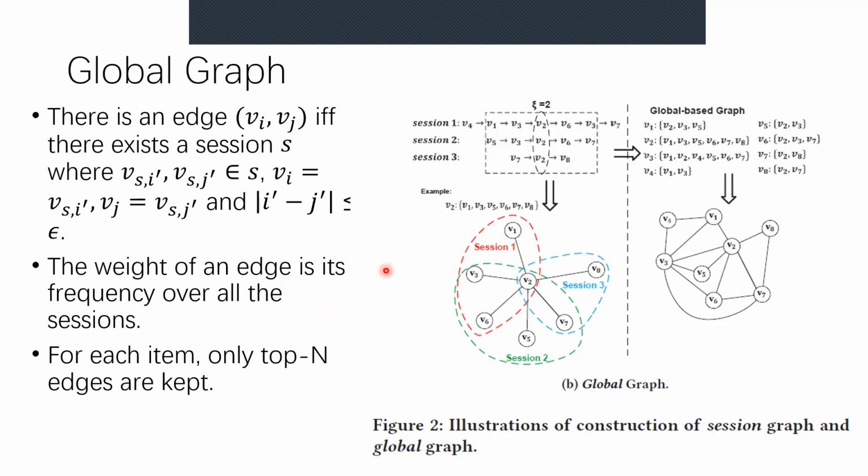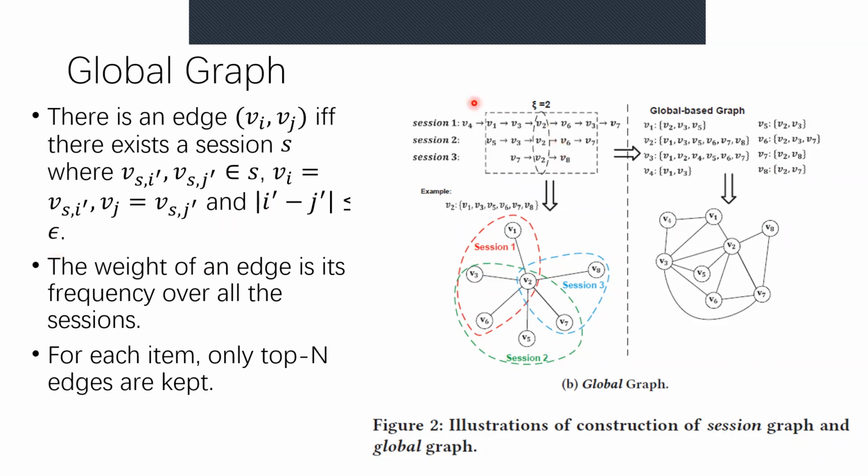Similarly, each node represents an item, and there's an edge between v_i and v_j if there exists a session S where v_i and v_j both belong to S. Basically it's saying that there exists a session where the positions of v_i and v_j are very close, smaller than a threshold epsilon, and this epsilon is a hyperparameter.